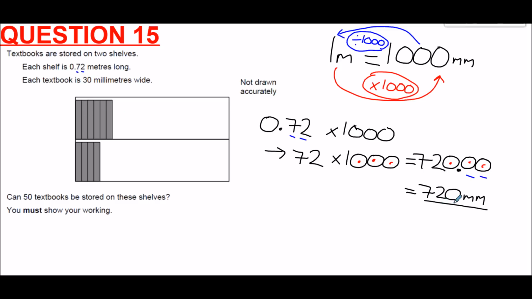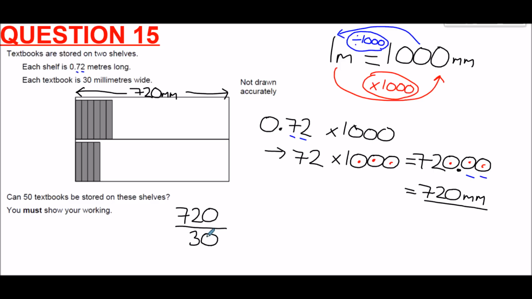We've just worked out that each shelf is 720 millimetres wide. And so what we're wanting to find out is how many 30s fit into 720. So what we need to do really now is 720 divided by 30.